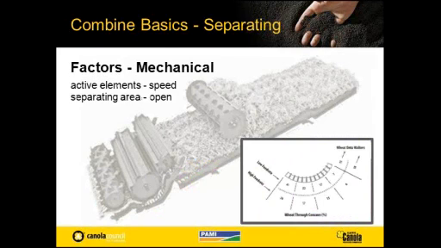Now, typically, your best separation and the highest efficiency is going to be under active elements that have one moving over something that's stationary. And it's based a lot on the open area. I mean, the more open area, the more separation you get. And that includes not only the seed, but also the material other than grain.